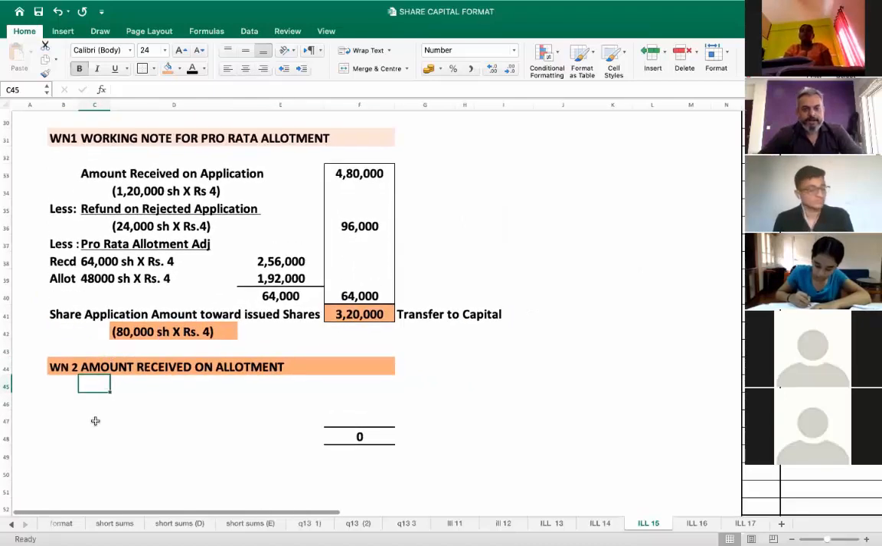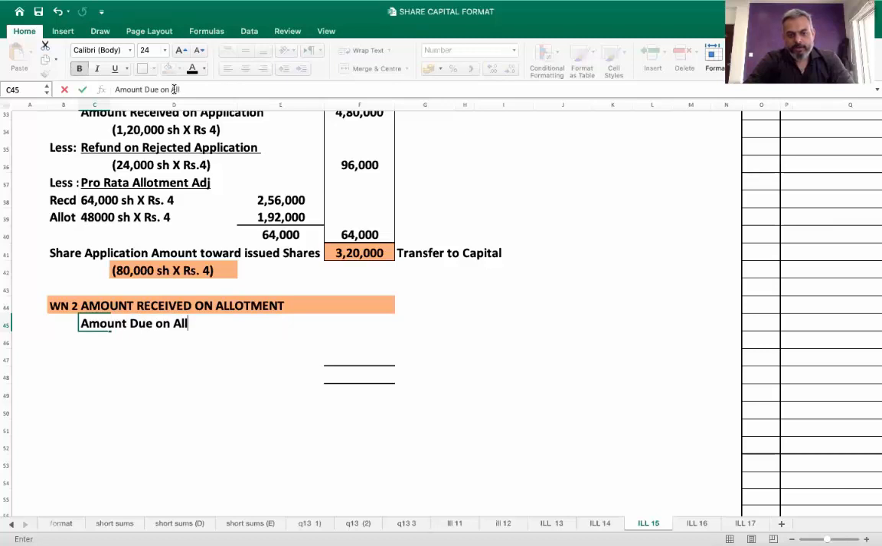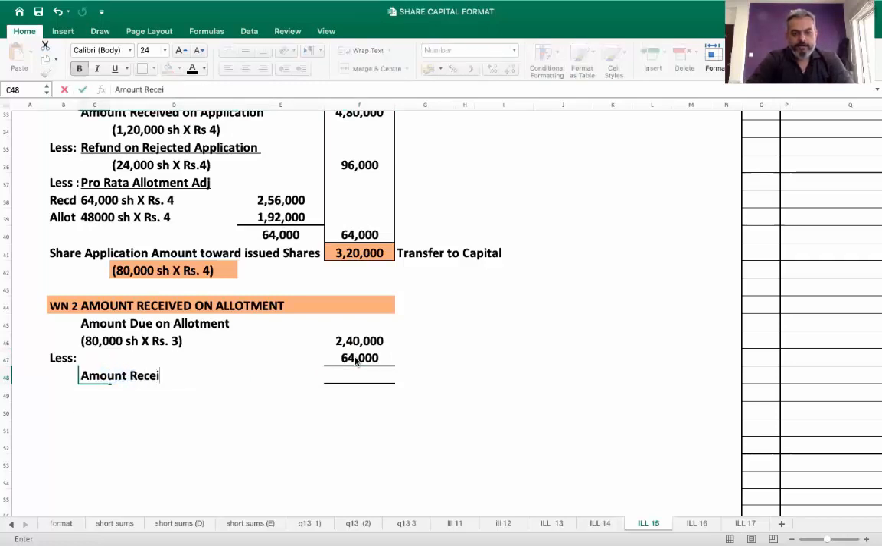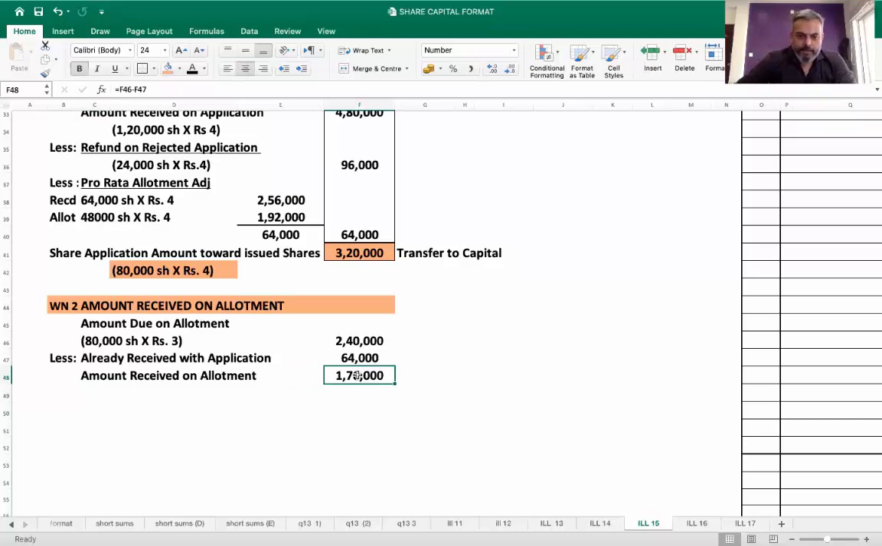Now, at the time of allotment, amount due on allotment: 80,000 shares into ₹3, 2,40,000, less already received with application. We have already received the 64,000 as advance. So amount received on allotment is 1,76,000.